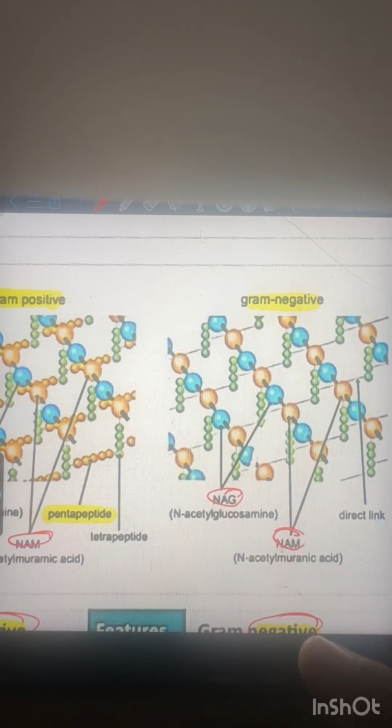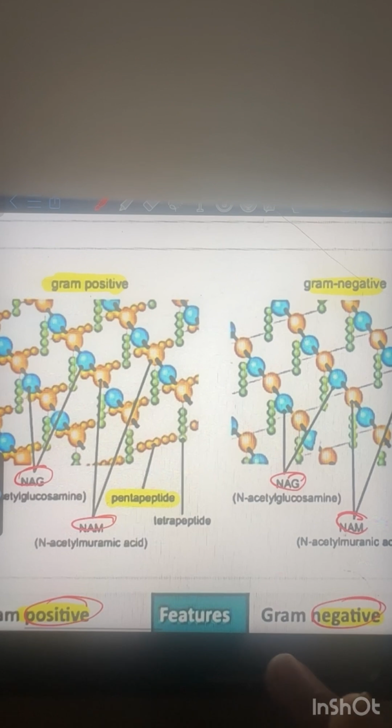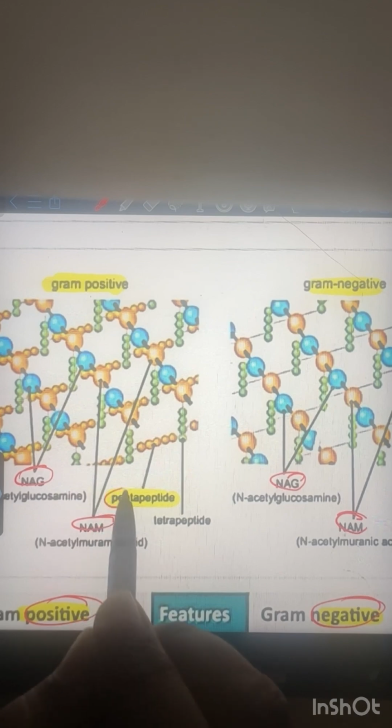NAM and NAG are molecules present in gram-positive also. NAM and NAG are molecules present in gram-negative also. NAM, NAG is cell wall. If someone asks you the definition of cell wall, you will just say the formula of a cell wall is NAM, NAG, NAM, NAG. But do you see something which is a little different? If you look very carefully, pick up the NAM molecules, you will realize that these NAM molecules are connected by 1, 2, 3, 4, 5. The NAM molecules are connected by a pentapeptide bridge, but only in the gram-positive organisms.